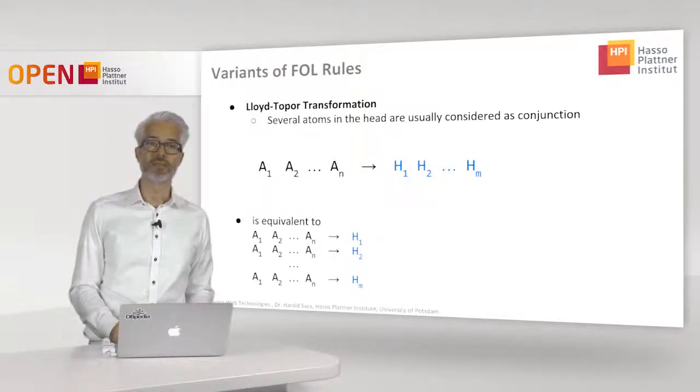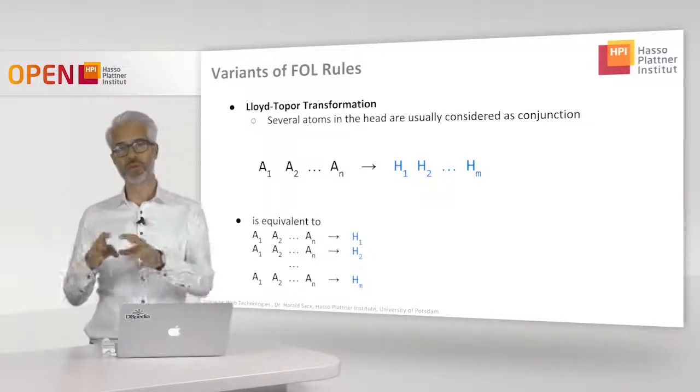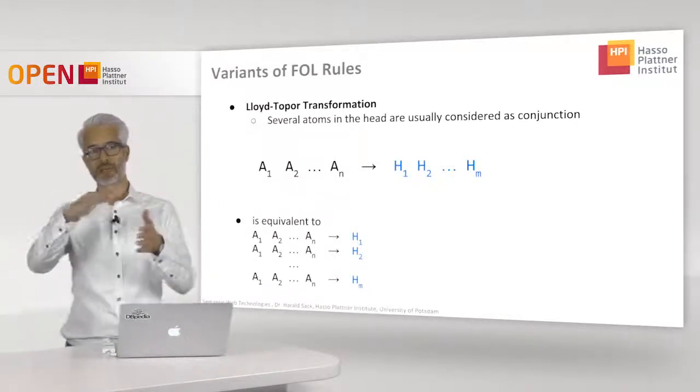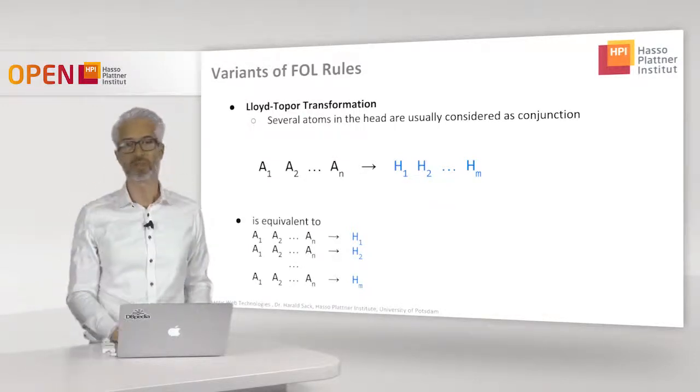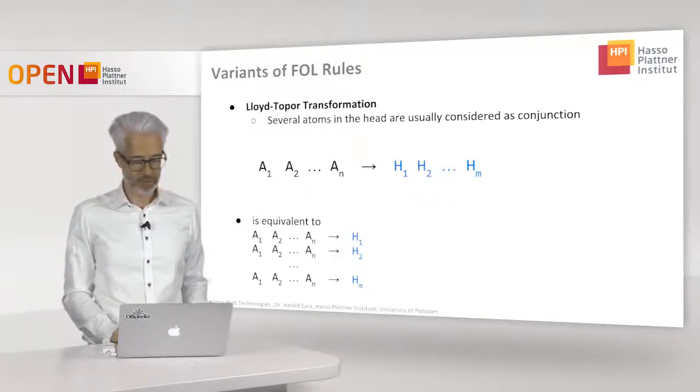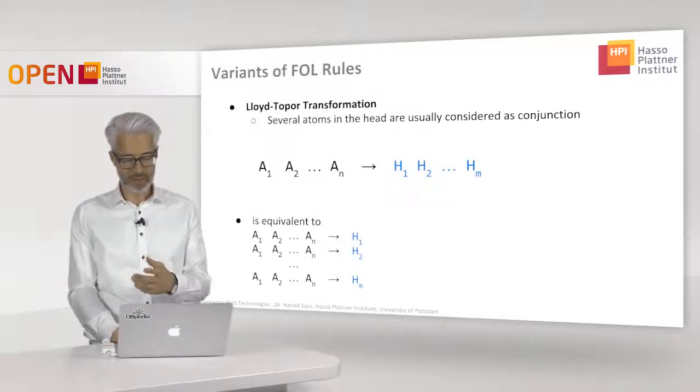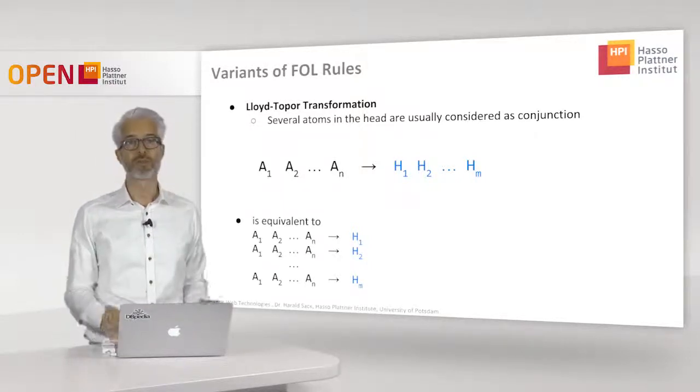So here, what you do is decompose the compound in the head to be the implication of a single, or an atomic, value. And this is the Lloyd-Topor transformation. So you can deal with these kinds of rules quite easily.